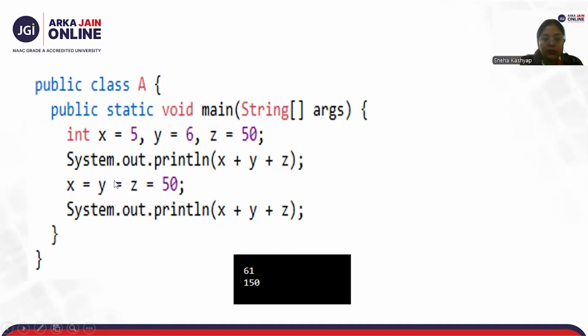Now I am updating the values of x, y and z. x's value was 5, y's value was 6 and z's value was 50. I am initializing all of them to 50, so all three x, y and z values are 50 right now. Now if I put the statement System.out.println x plus y plus z, so 50 plus 50 plus 50, it will simply print 150.